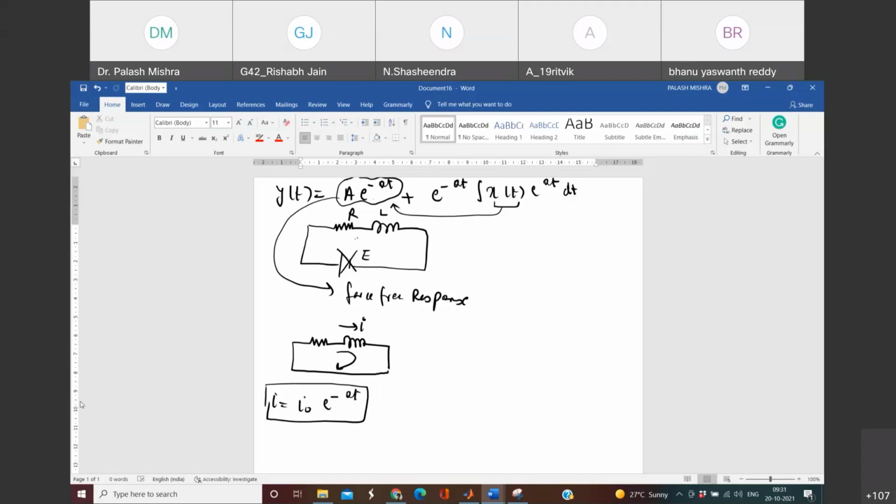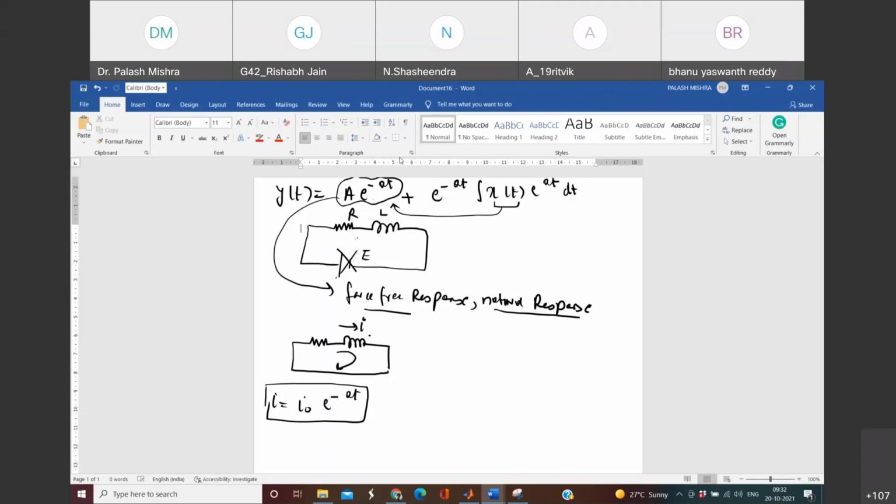So if this circuit does not have any source and the inductor is charged with some value, then that response is known as the force-free response, or the natural response of the system. Why? Because this system naturally has some current value. If there is no battery, then this system would respond in an exponential decay manner, given by A e to the power of minus at. This is the force-free or natural response.